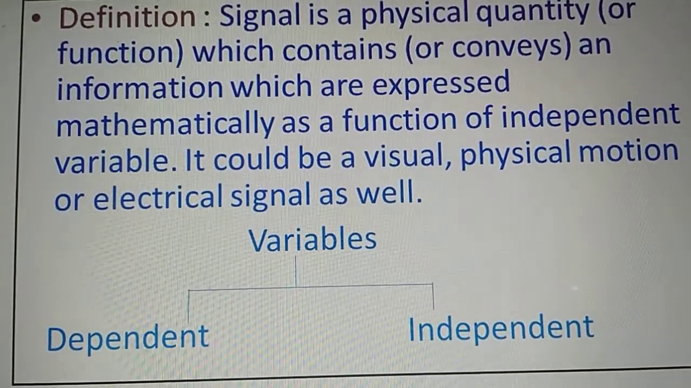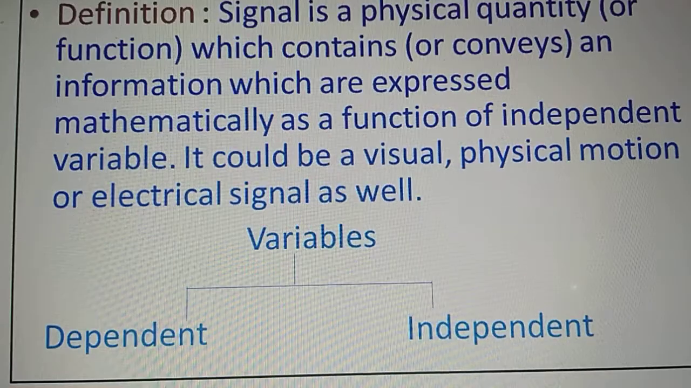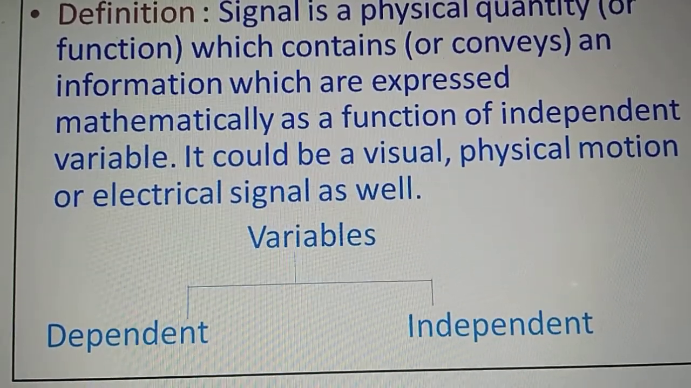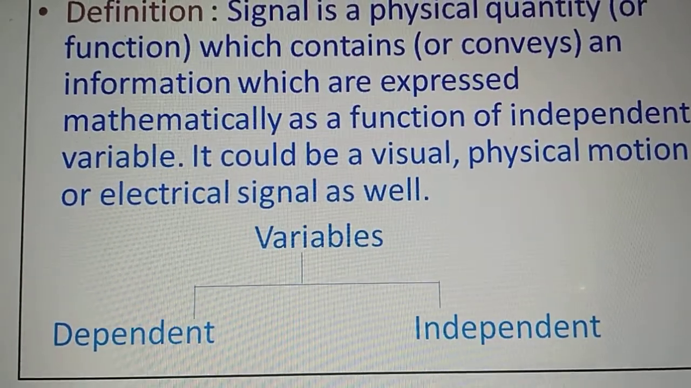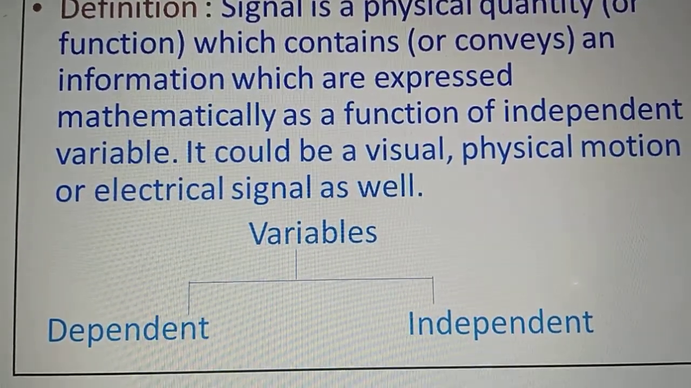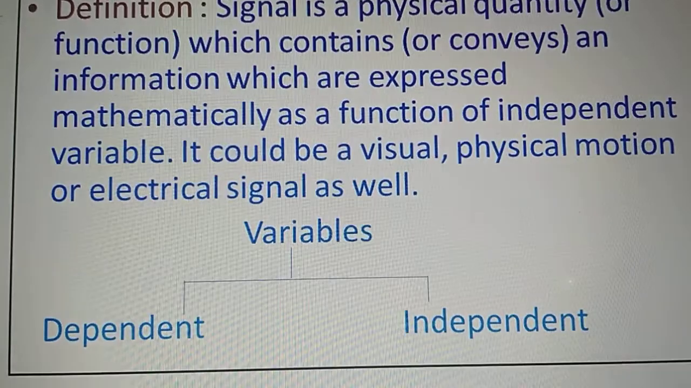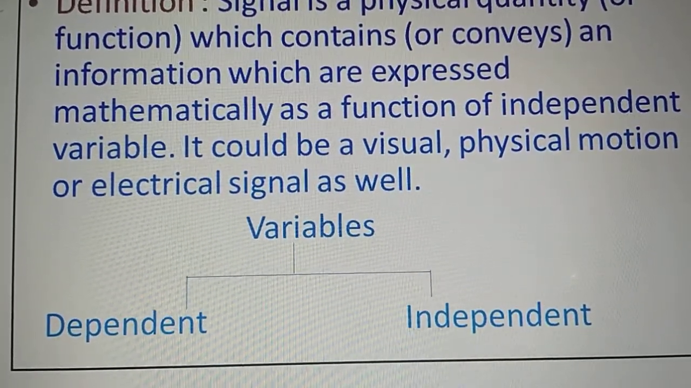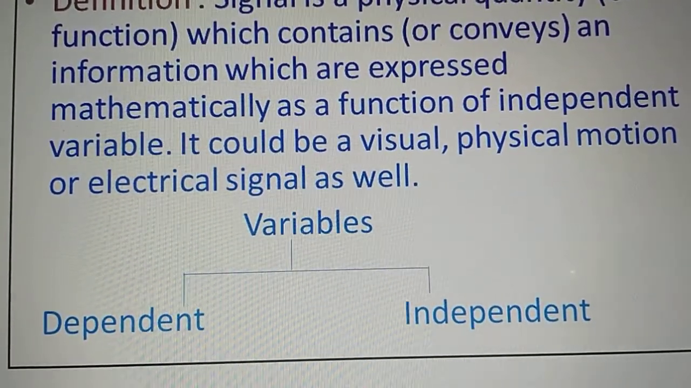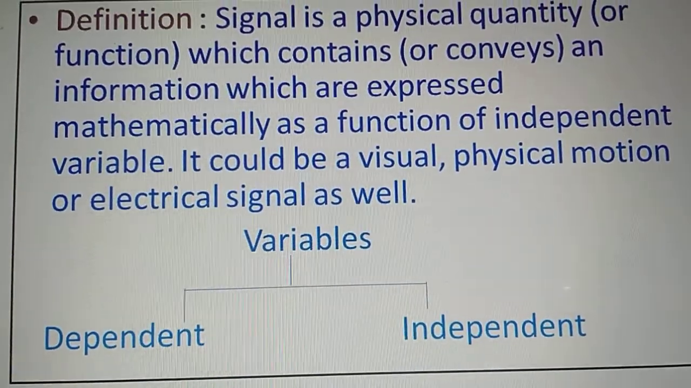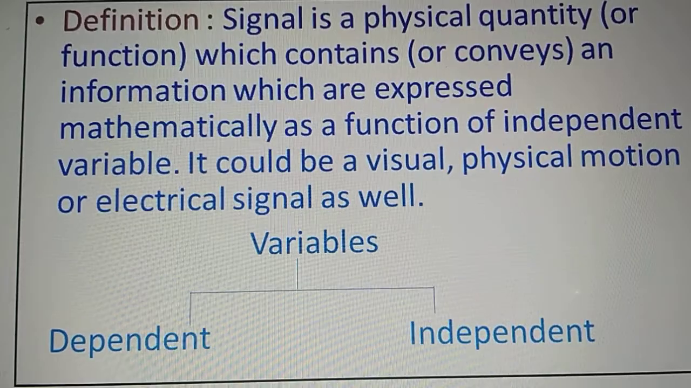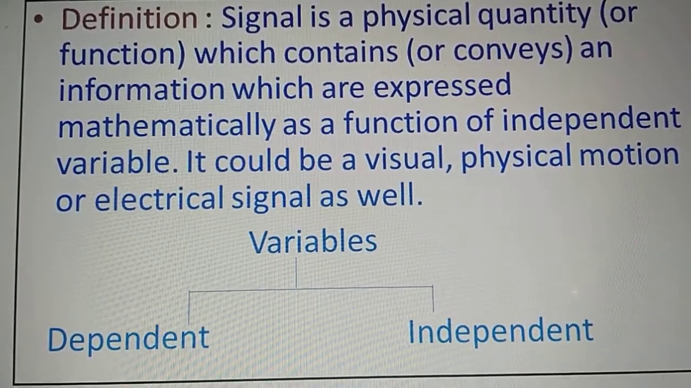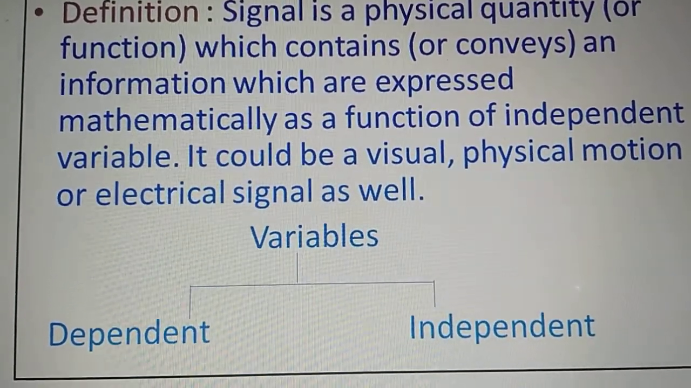We started with the signal, and we studied the definition of the signal. A signal is nothing but a physical quantity or a function which contains information, expressed mathematically as a function of an independent variable, and that signal could be visual, a physical motion, or an electrical signal as well.